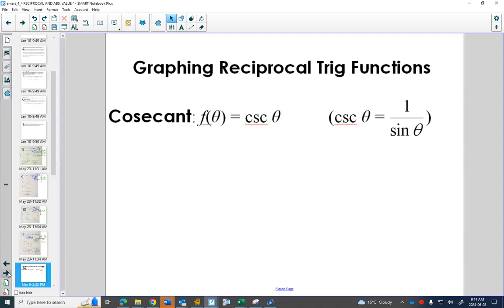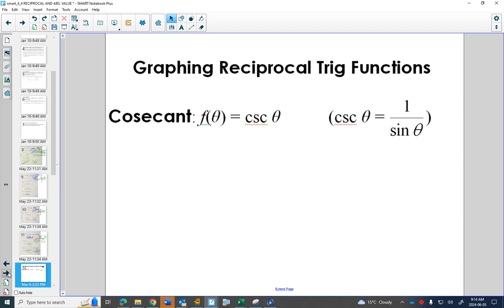Now we're going to do the same thing, the same pattern, but look at what happens when you want to graph cosecant, secant, and cotangent. Because cosecant is just 1 over sine. And so now that we've learned the steps of how to graph 1 over anything, we can graph cosecant.